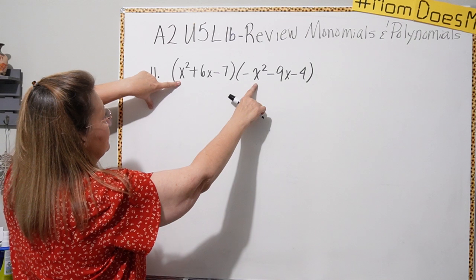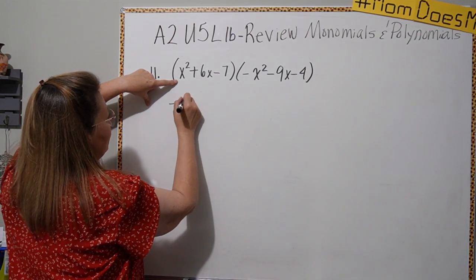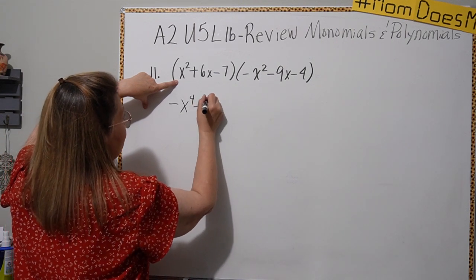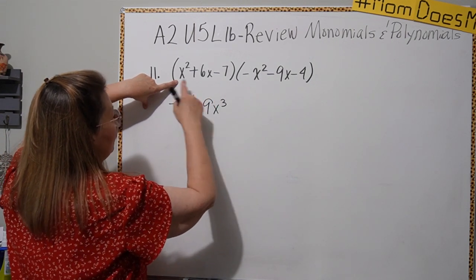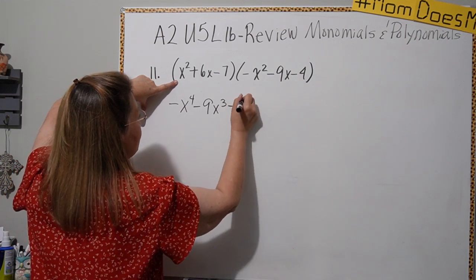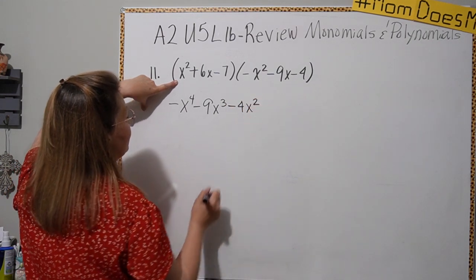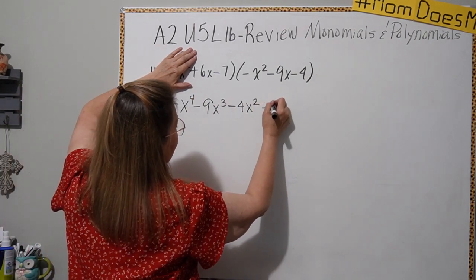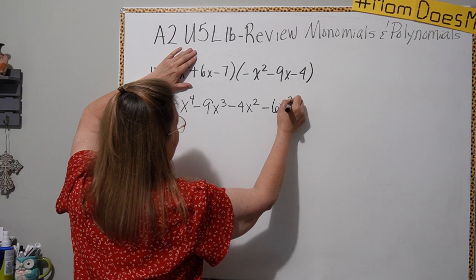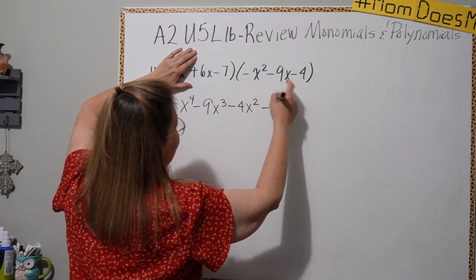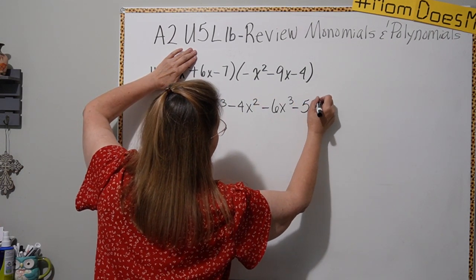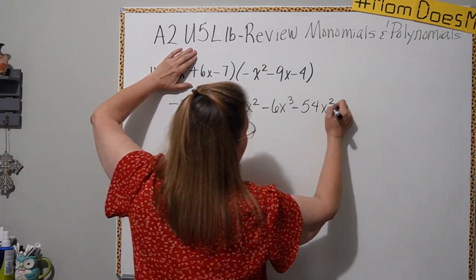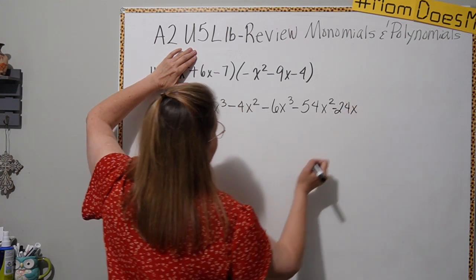So x² times negative x² is going to be negative x⁴. And x² times minus 9x is going to be minus 9x³. And x² times minus 4 is going to be minus 4x². All right? Now for the 6x. 6x times minus x² is going to be negative 6x³. And 6x times minus 9 is going to be negative 54x². And 6x times minus 4 is going to be minus 24x.